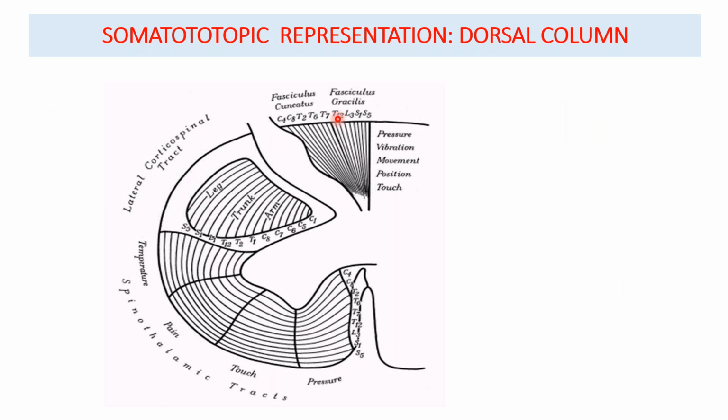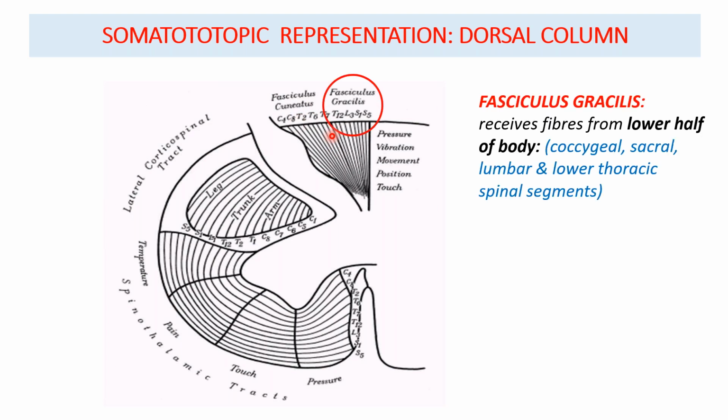So we are done with the pathway, the origin, termination, and course of the posterior column. Now let's come to the somatotopic representation of the body. I've already explained how the fasciculus gracilis receives fibers from the lower half of the body, which are the coccygeal, sacral, lumbar, and lower thoracic spinal segments, in the same order.